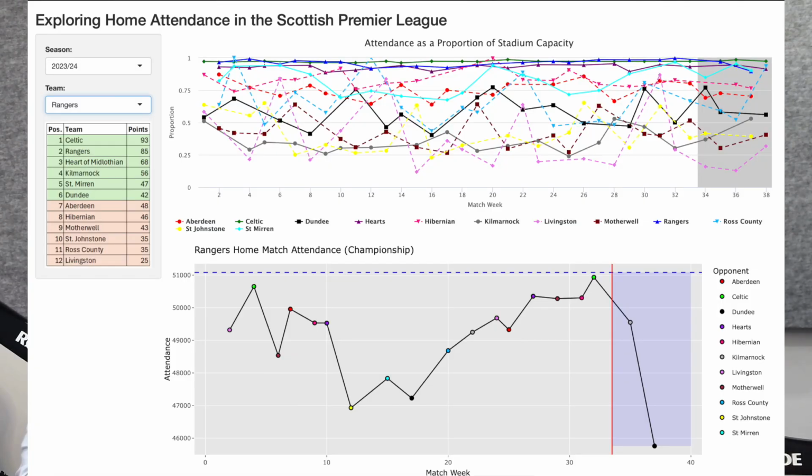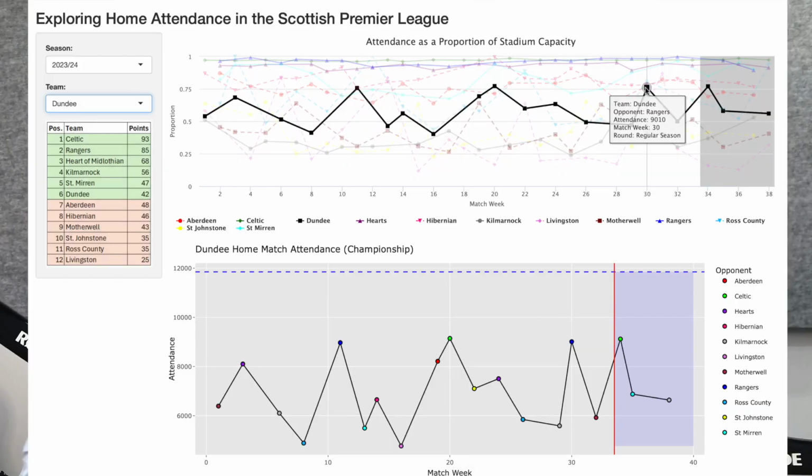At the top here, we've got attendance as a proportion of stadium capacity, because you've got your Celtic and your Rangers with a 60,000 capacity stadium, but teams at the bottom of the league might have a 10,000 capacity stadium. If I put them all on one plot, it would not look good, so we do it as a proportion of stadium capacity. You can see the green and blue lines at the top, that's Celtic and Rangers. They're pretty stable, pretty much selling out every week, whereas everybody else is a bit more up and down.